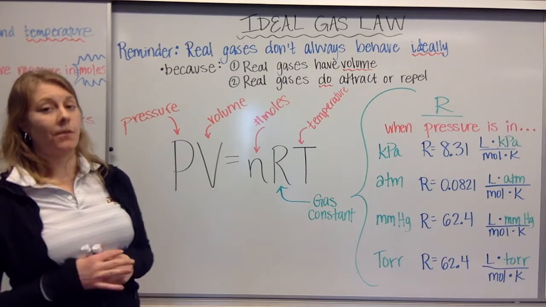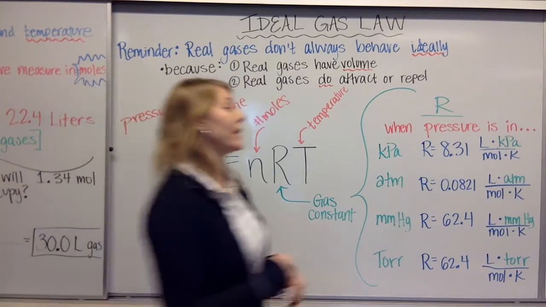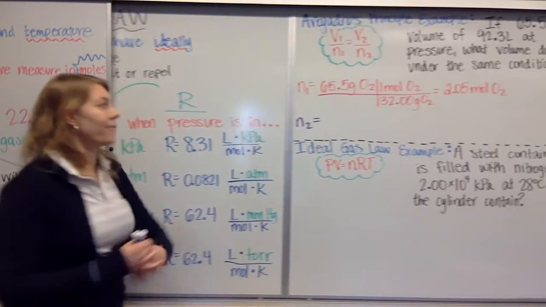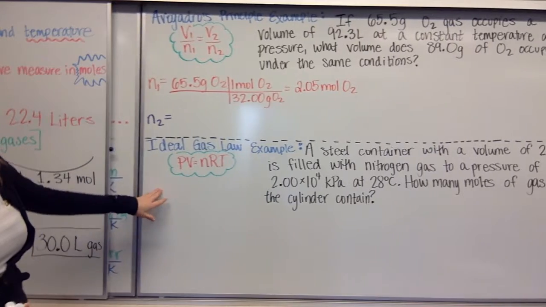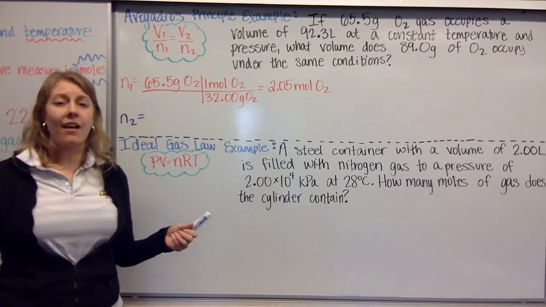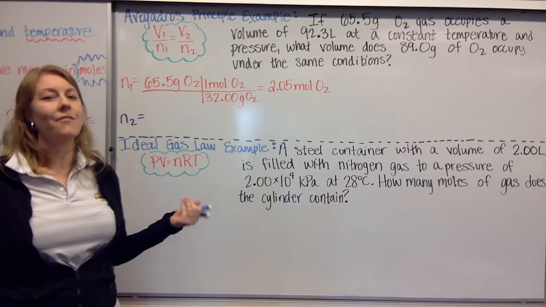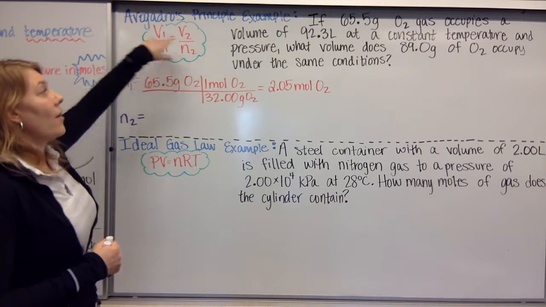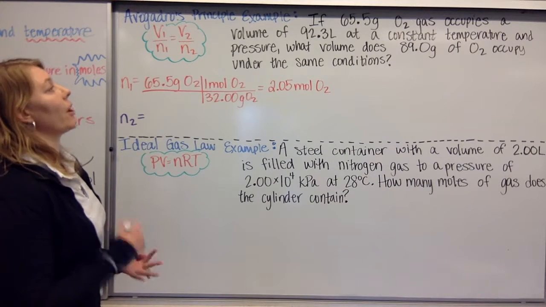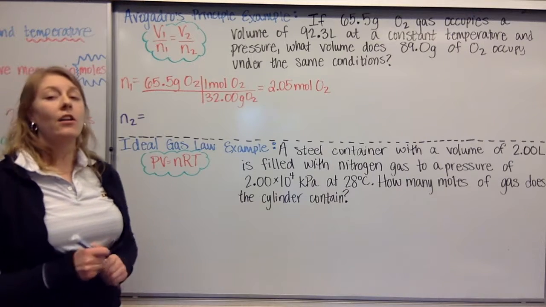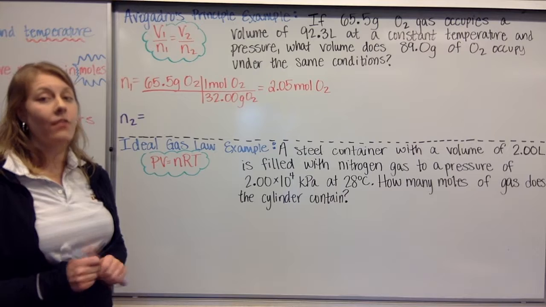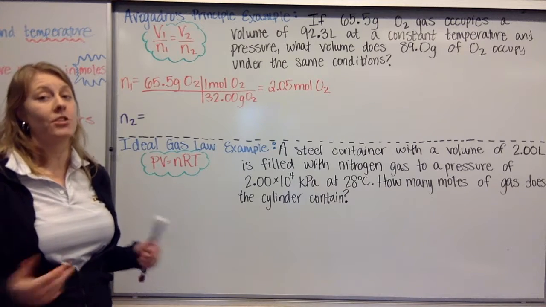Let's see a couple of examples of both Avogadro's principle and the ideal gas law. So here's Avogadro's principle. It's the first problem we're doing, and I've given you a slightly more complicated one than I could, only because you've already seen the gas laws, Charles, Boyle, and Gay-Lussac, and this is very similar, okay? So, if 65.5 grams of oxygen gas occupies a volume of 92.3 liters at a constant temperature and pressure, what volume does 89.0 grams of oxygen occupy under the same conditions?